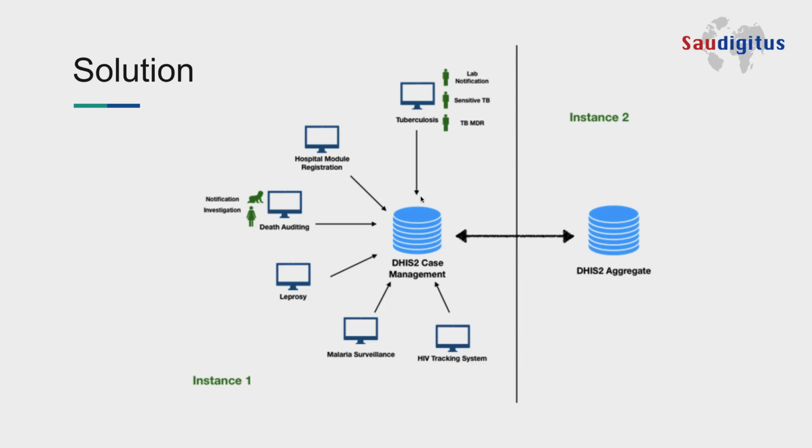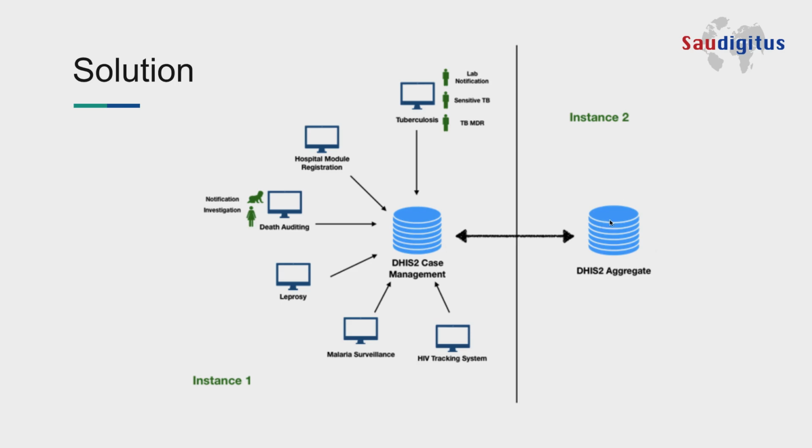In Mozambique, we have two instances. This one is the individual instance, and this one is the aggregated instance. On the individual side, we have the tuberculosis module, the case-based modules, leprosy, and other modules. And here we have the aggregated one. So D2D is in the middle, getting data from this side and sending it to the other side.